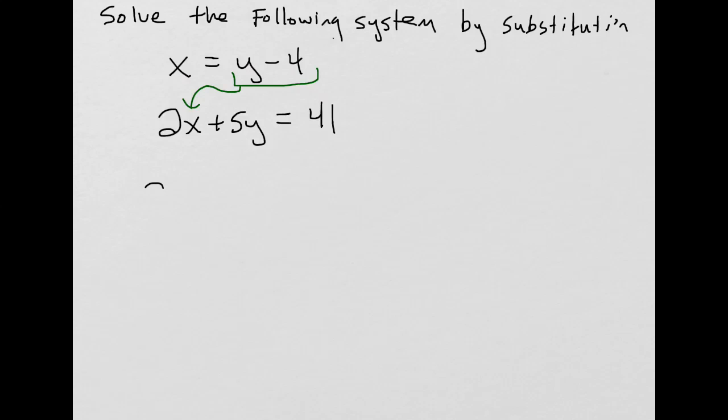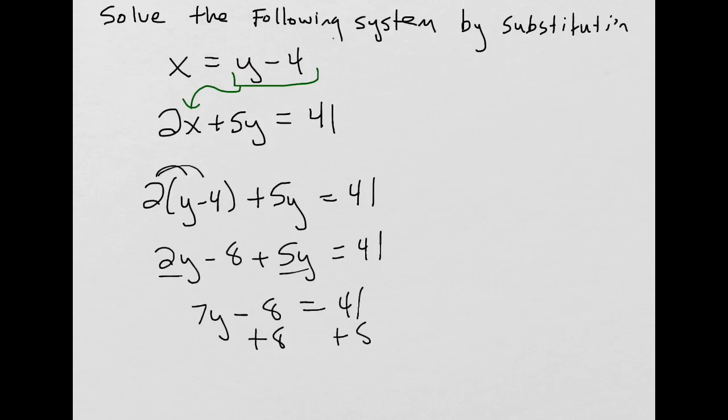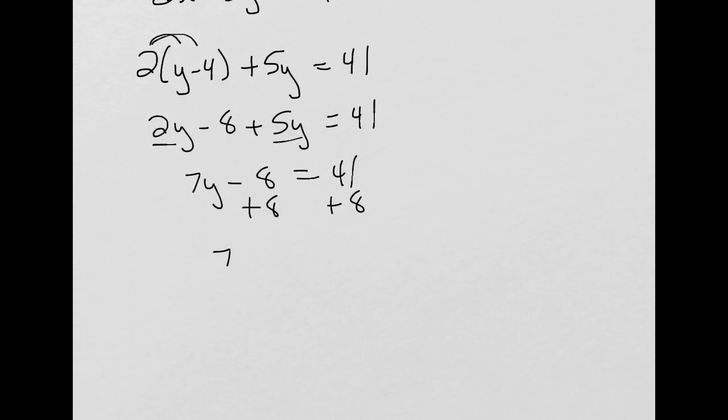If we do that, we get 2 times, and now I'm plugging y minus 4 in for x, plus 5y equals 41. And then if we distribute our 2 through, we get 2y minus 8 plus 5y equals 41. Combine our y's, we get 7y minus 8 equals 41. Add 8 to both sides. That gives us 7y equals 49. Divide both sides by 7. Gives us y equals 7.